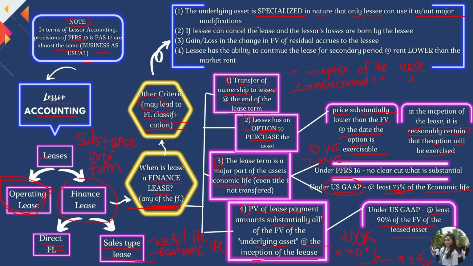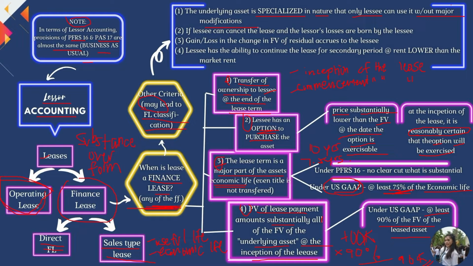That asset cannot be used by normal businesses. Like, for example, mga manufacturing or mining, di pwede. Because specialized siya for that power distributor and without major modification. So, if inana nga nature, it may lead to the finance lease classification.